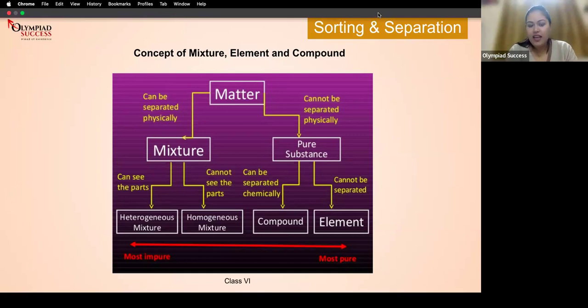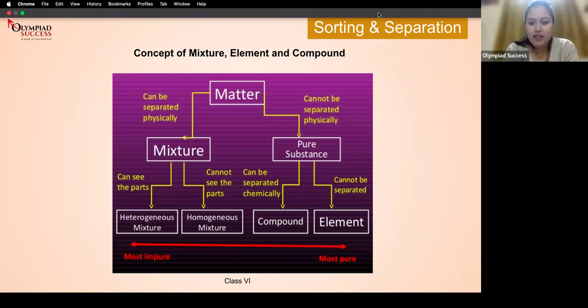Okay. Any doubt in pure substance, anyone? Pure substance, any doubt, anyone? Yes, no? Shall we move on to mixtures then? Okay. So next we have mixtures.